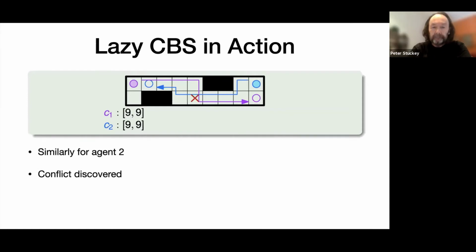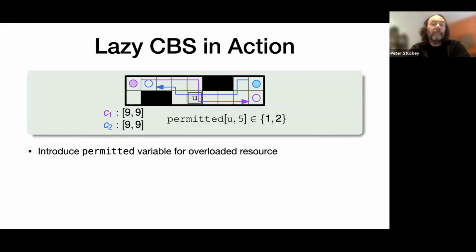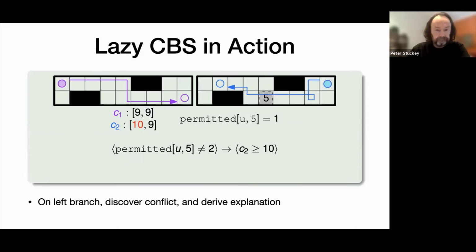We just pick one for each of them, and we find we have a conflict, right? A conflict location. They both reach that location at time 5. Okay, so we introduce a permitted variable for that overloaded resource. So that's location U at time 5 can either be given to agent 1 or agent 2. Now, on the left branch, we say, well, agent 1 is allowed to use it, so it keeps its path, but agent 2 has to wait.